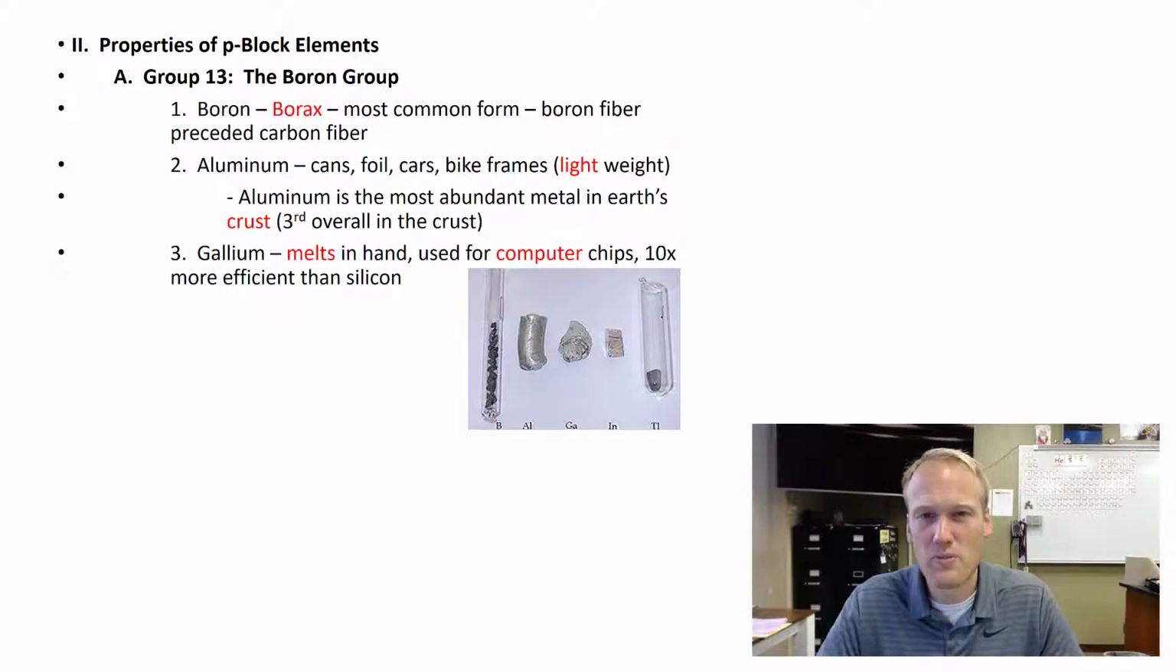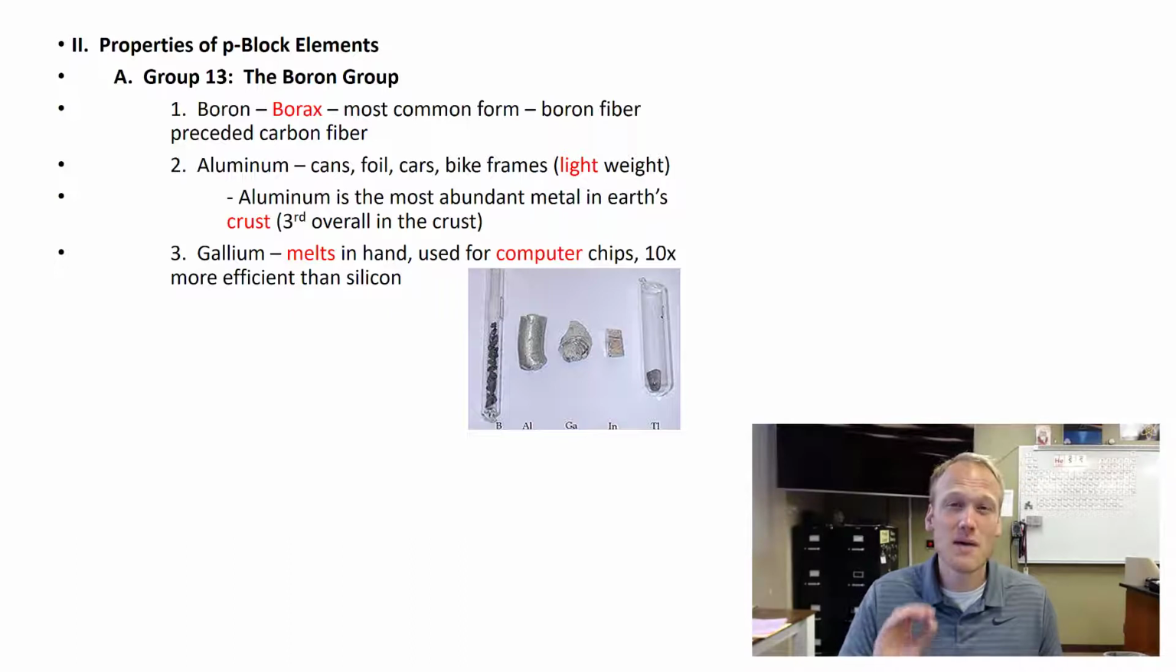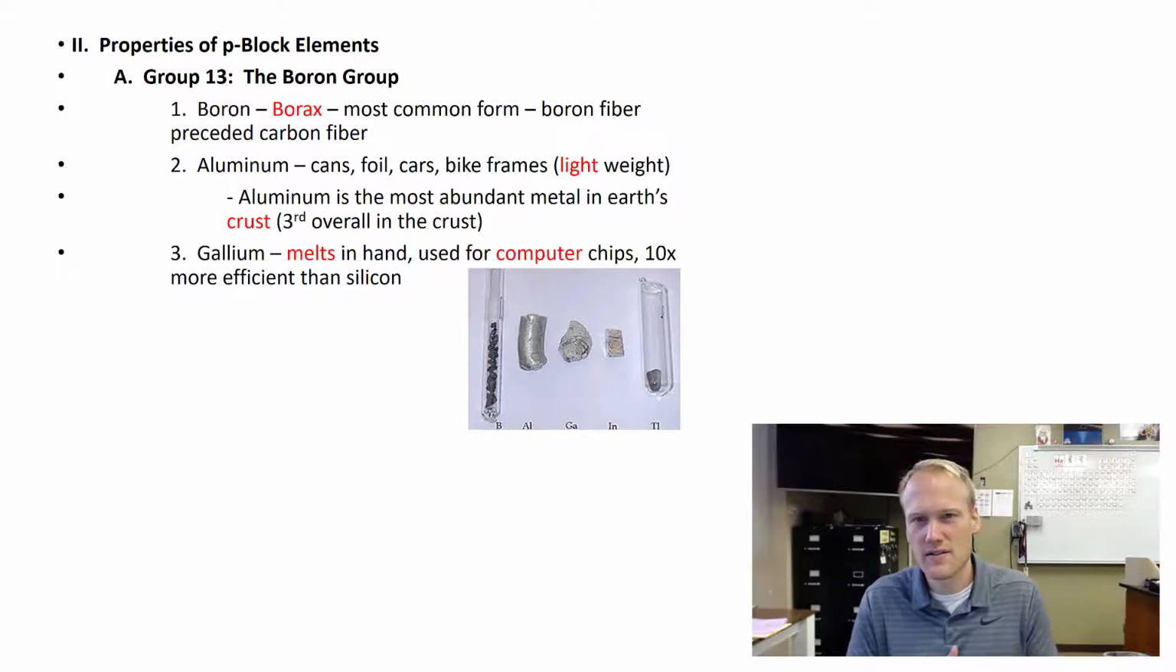Aluminum is super important to our society in terms of cans and foil and all kinds of uses, even like lightweight golf clubs and bikes. Aluminum is the most abundant metal, not element, metal in Earth's crust. It's third overall in the Earth's crust.